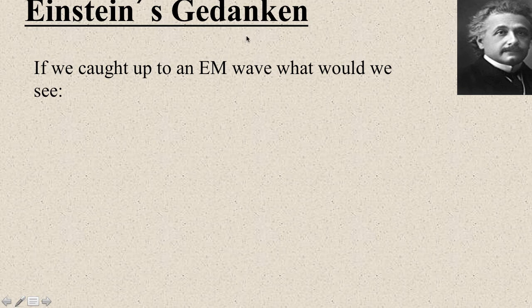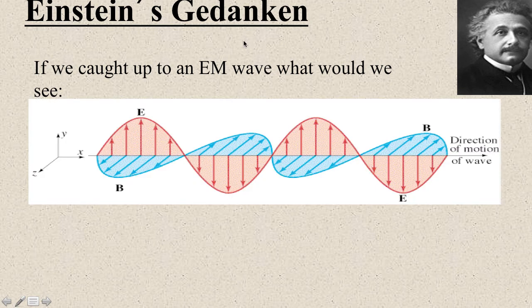If we could catch up to an electromagnetic wave like light, what would we see? Well, we'd see a light wave sitting still. We would see electric fields and magnetic fields sitting still. There wouldn't be any charge distribution to make the electric field. There wouldn't be any currents moving to create the magnetic field. And this would, of course, be impossible. So if we could catch up to an electromagnetic wave, we would see something that's impossible.